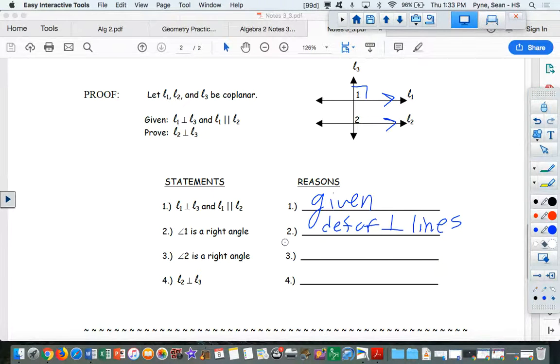So, number 2, angle 1 is a right angle. It's definition of perpendicular lines because we're told that these are perpendicular. So that's why we know this is a right angle. Right? How do I know angle 2 is a right angle? Corresponding, because it tells us these lines are parallel. Because it tells us parallel, we can then say these are corresponding.